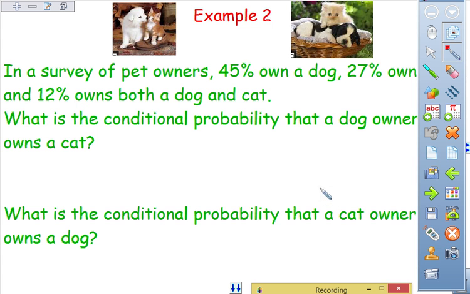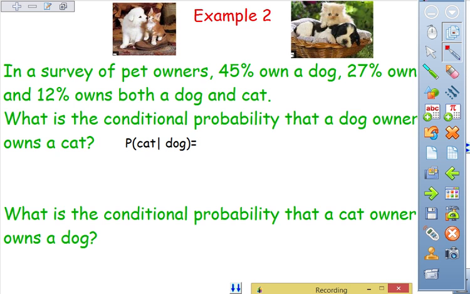Part 2 of 13.6. In a survey of pet owners, 45% own a dog, 27% own a cat, and 12% own both a cat and a dog. What is the conditional probability that a dog owner also owns a cat? So here's what we're looking at.